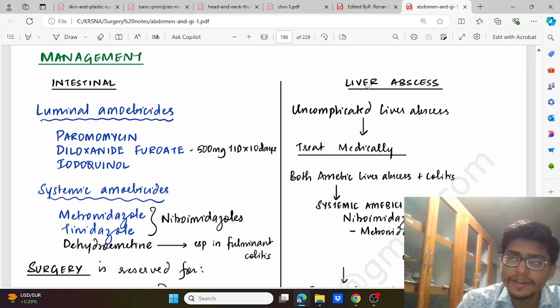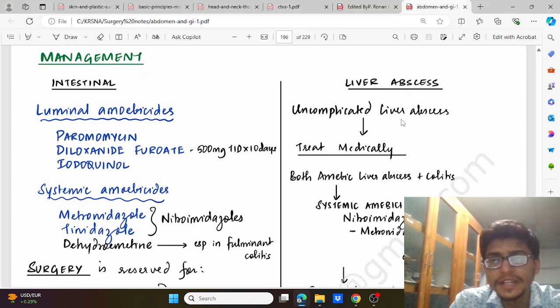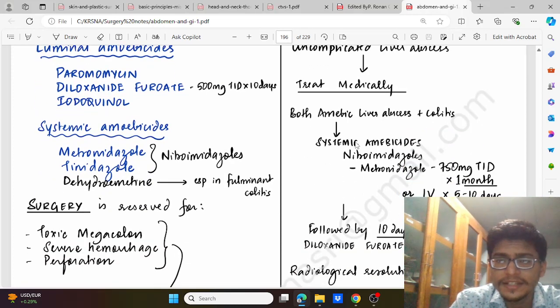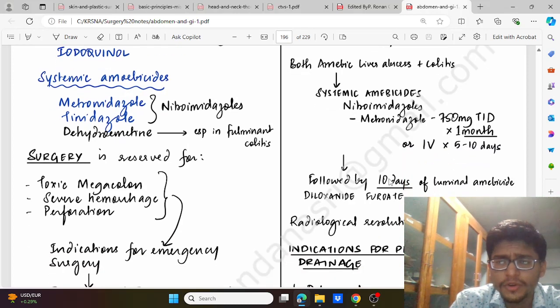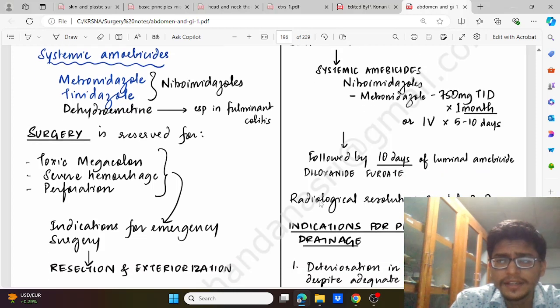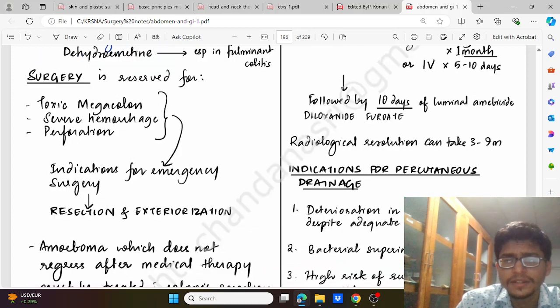In case of liver abscess, a non-complicated liver abscess, we can treat medically both liver abscess and colitis with systemic amebicides, that is metronidazole, followed by 10 days of luminal amebicide, that is diloxanide furoate. Radiological resolution may take around 3 to 9 months.